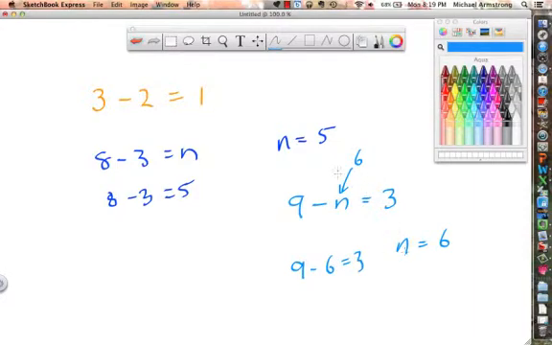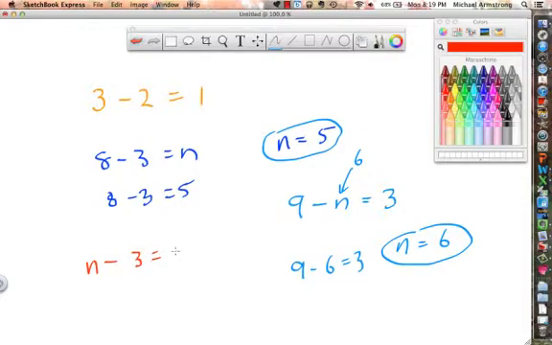Okay, so n can be anything. It depends on the problem. This time n was 5. This time n was 6. And if we do it another time, we might get another answer for n.